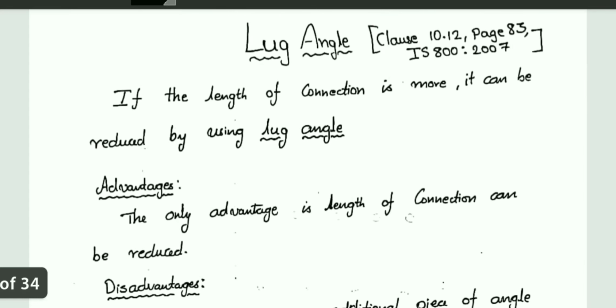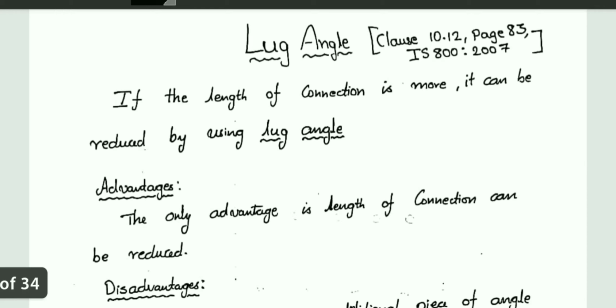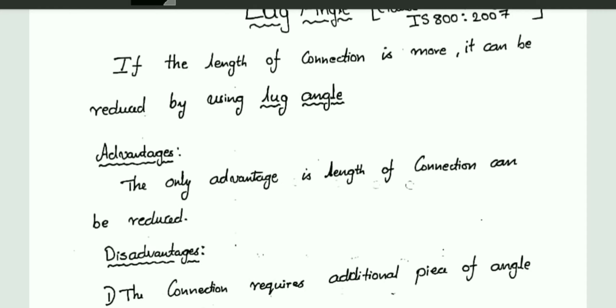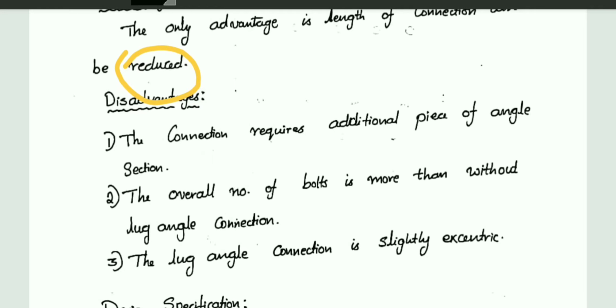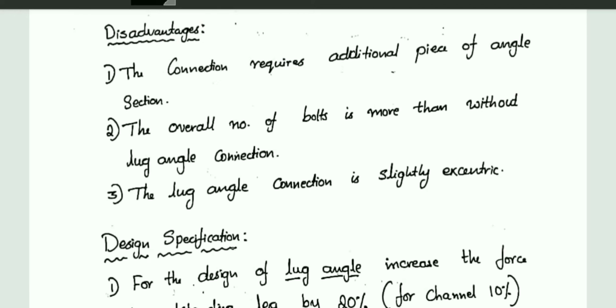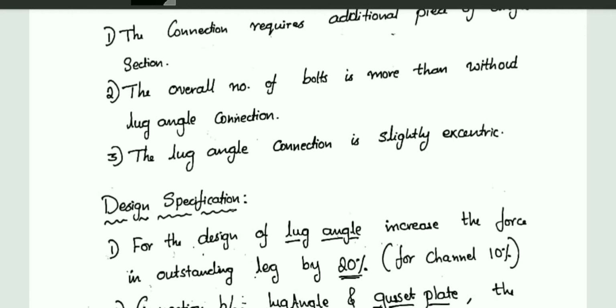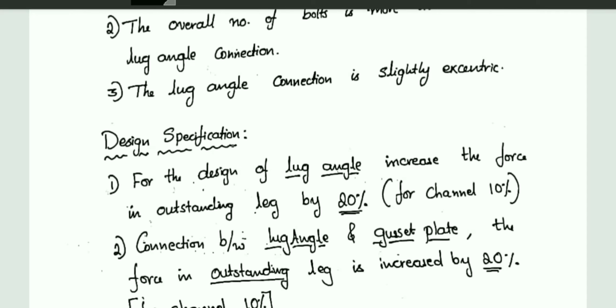Let us see some of the advantages. The main advantage is that the length of the connection can be reduced. That is also the purpose. Some of the disadvantages are that an additional piece of angle will be used, and the overall number of bolts will be increased, because three types of connection will be done here: main angle to gusset plate, lug angle to gusset plate, and main angle to lug angle. You need to check three connections here, and somewhat of a connection eccentricity will also be there.